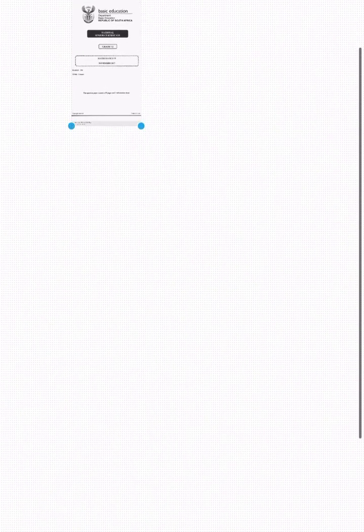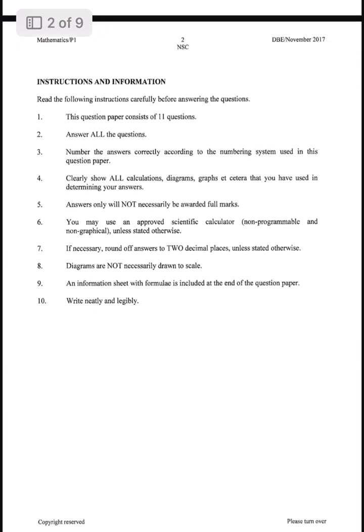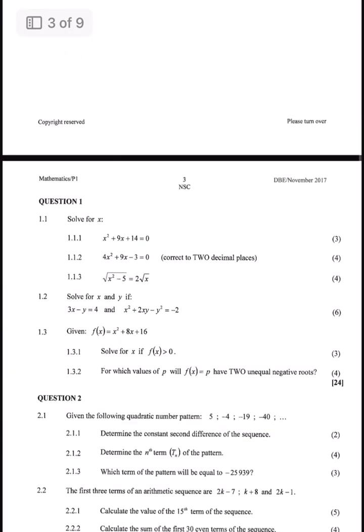Okay, cool. So the objective now is to proceed with where we were previously, because the road is to attaining 100%. We literally now have 5 point something percent in the bag. Let's go to 1.1.3. It literally says square root of x squared minus 5 equals 2 times square root of x. Okay, cool. Let's solve that problem.